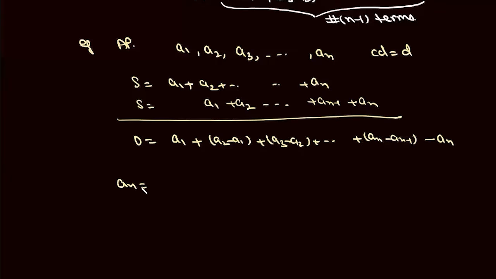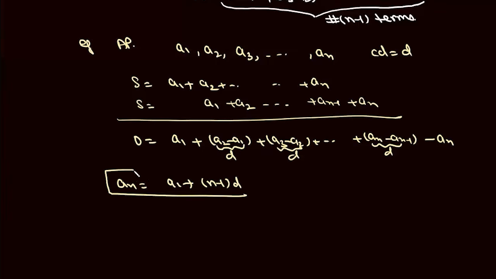Now we can write this as AN equals, now this is A1. Now we know that the difference between any two successive terms is simply D, and this series has n minus 1 terms. So this nth term will be A1 plus n minus 1 into D. So this is another way of writing the nth term of an AP. And in general, we take the first term as A. So we generally write this as AN equals A plus n minus 1 D for an AP.